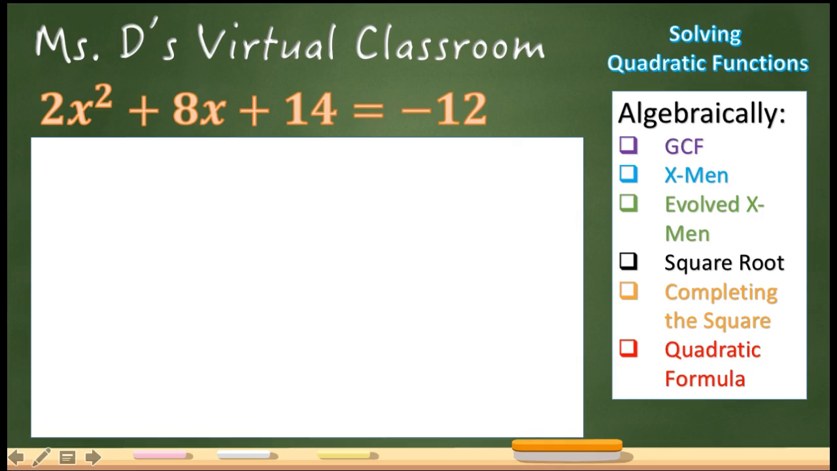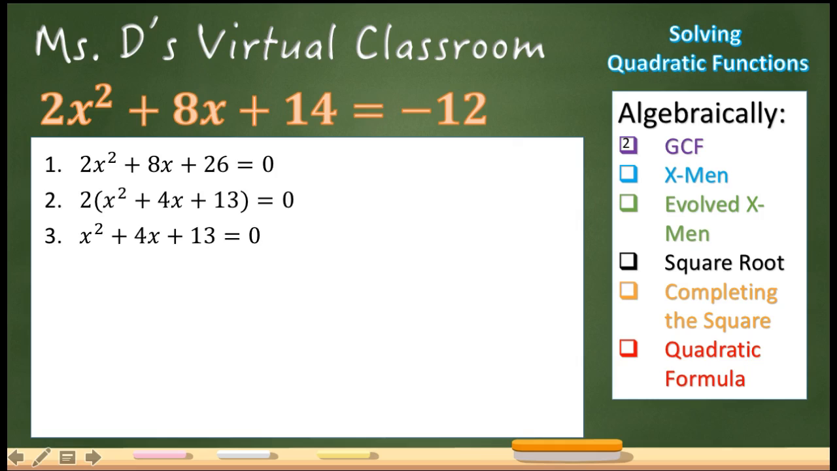So we have to add 12 to both sides, and we get 2x squared plus 8x plus 26 is equal to 0. All of the coefficients have a GCF of 2, so we can use the GCF method and factor out 2, which gives us 2 times x squared plus 4x plus 13. Now divide both sides by 2. We get x squared plus 4x plus 13 is equal to 0.